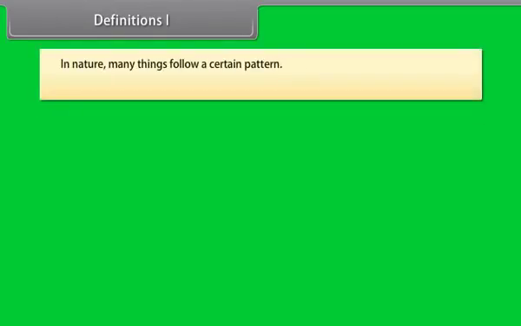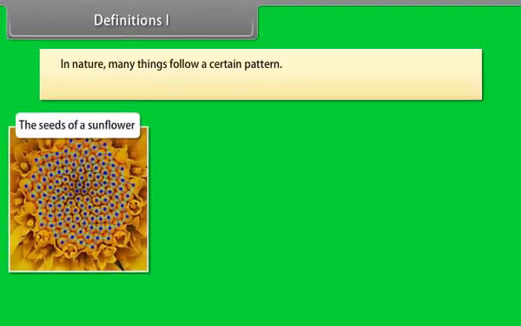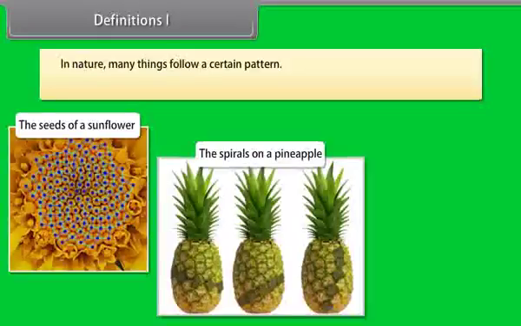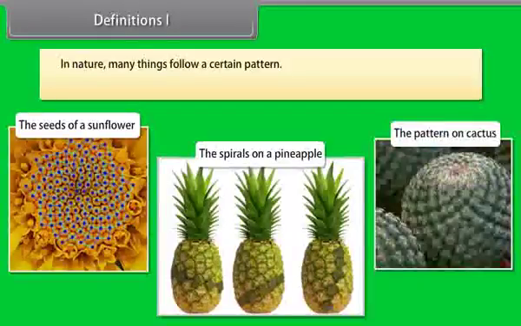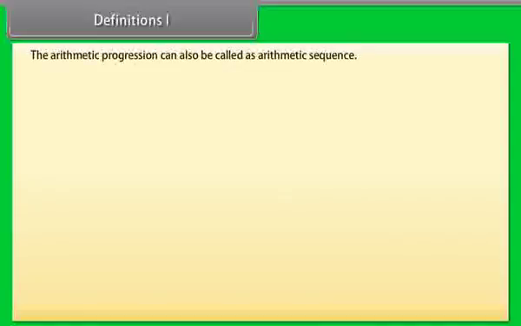In nature, many things follow a certain pattern, such as the seeds of a sunflower, the spirals on a pineapple, the pattern on a cactus, and so on. Arithmetic progression is a study of one of such patterns. The arithmetic progression can also be called arithmetic sequence. Before talking about arithmetic sequence, let us know what a sequence is.